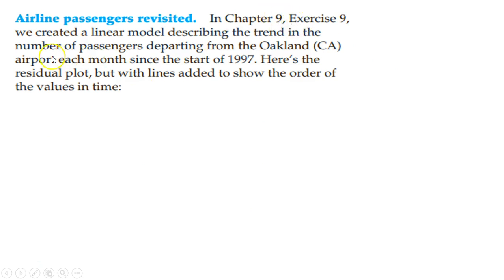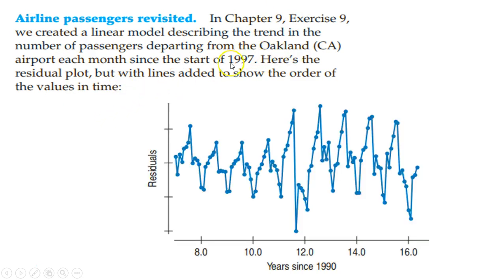In Chapter 9, Exercise 9, we created linear models describing the trends in the number of passengers departing from Oakland from that airport each month since 1997. And here's the residual plot, but with lines added to show the order of the values in time. So basically, it's just trying to connect it to show you. But these are all the residuals.